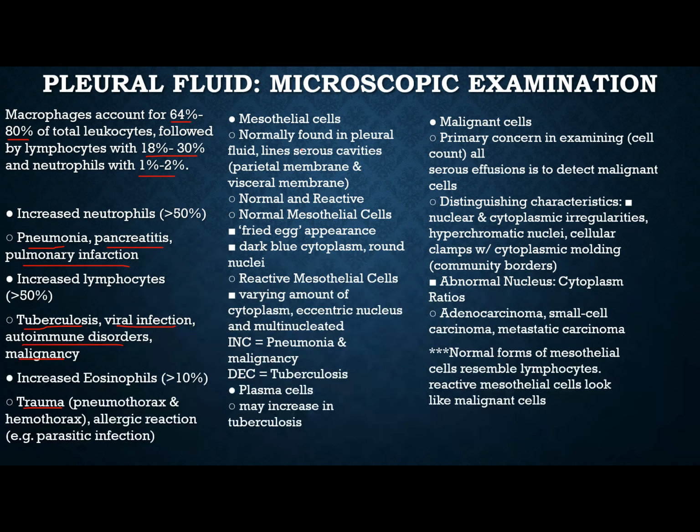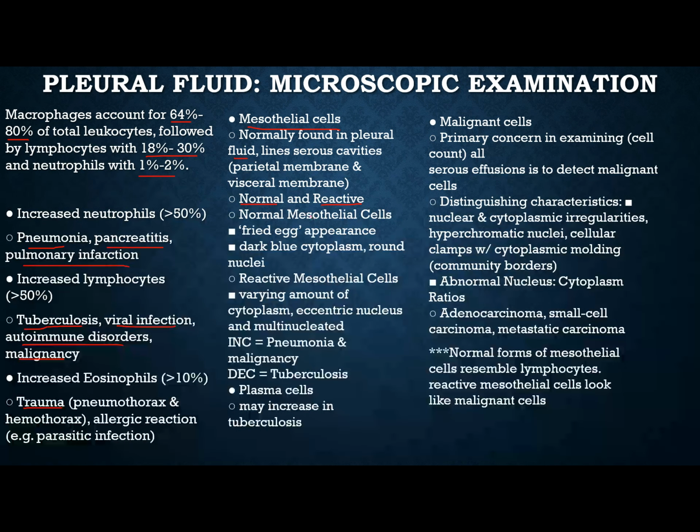Now, the defining cell class in your pleural fluid is a mesothelial cell. Ano ba tong mesothelial cell na to? Again, your mesothelial cells are the ones lining the two cavities. This is normally found in pleural fluid. It lines the parietal and the visceral membrane. And there are two types of mesothelial cell, the normal and the reactive mesothelial cell.